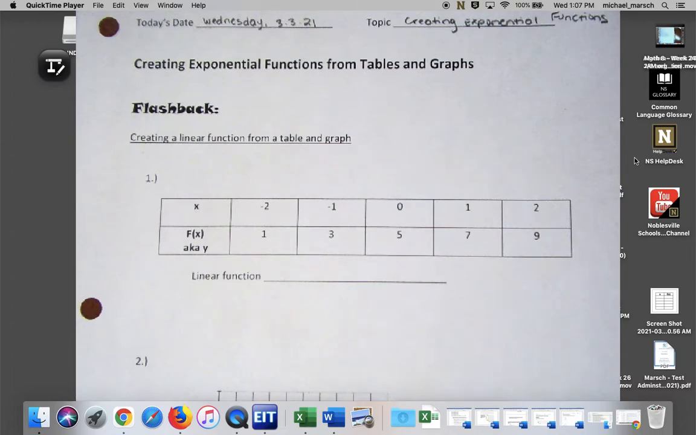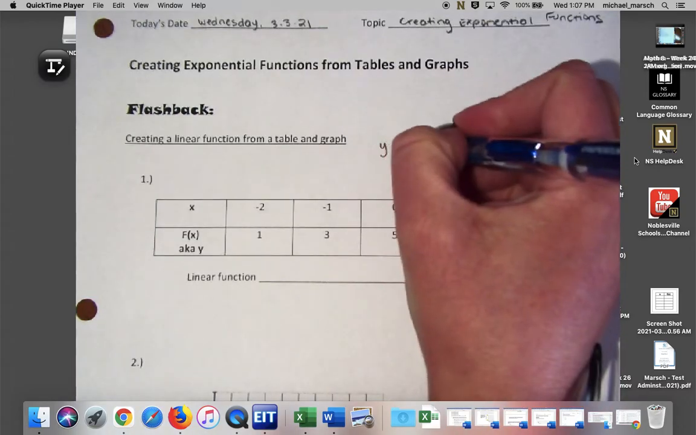AB to the X is an exponential function. Y equals MX plus B.